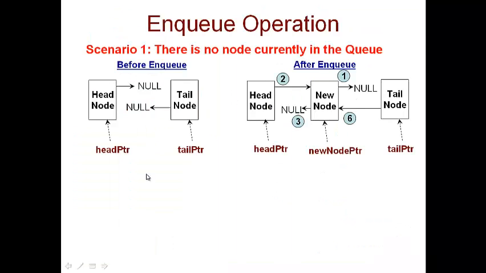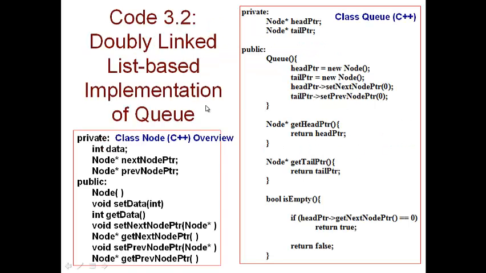So this is how an empty queue will look like. The next node pointer for the head node is null, and the previous node pointer for the tail node is null. So you can have get functions to get the address of the head node and tail node. Get head pointer will return the head pointer, which stores the address of the head node, and get tail pointer will return the address of the tail node, which is stored in tail pointer.